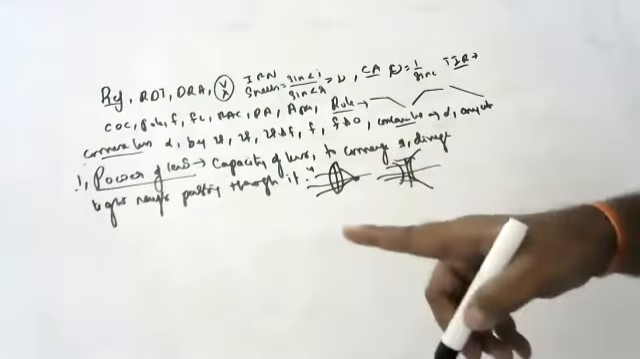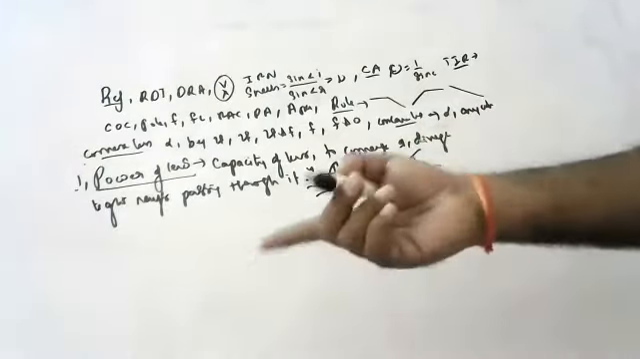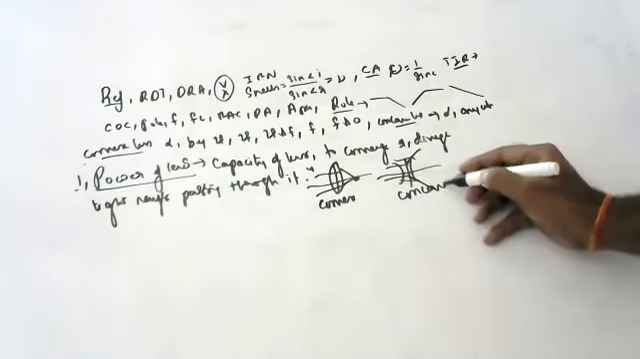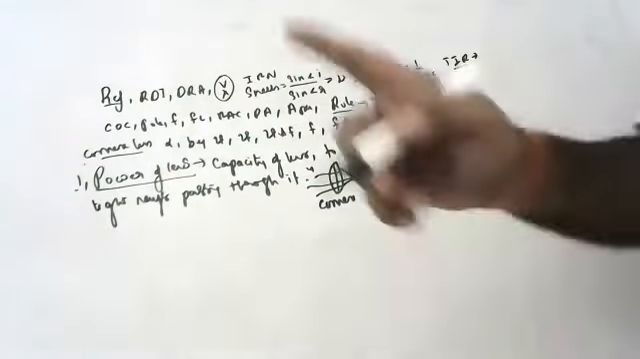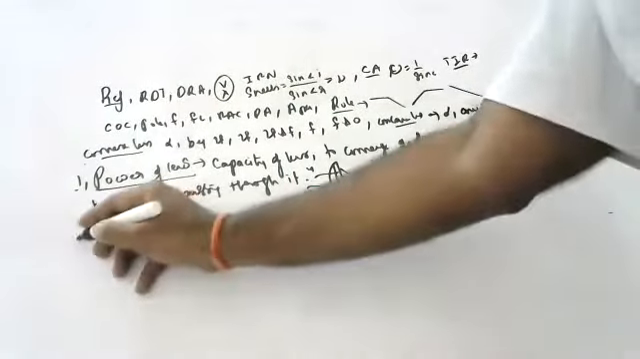Converge, who will do? Convex lens. Diverge, who will do, children? Concave lens. Convex lens converges, concave lens diverges. The capacity of lens to converge or diverge light rays passing through it is called power of the lens.